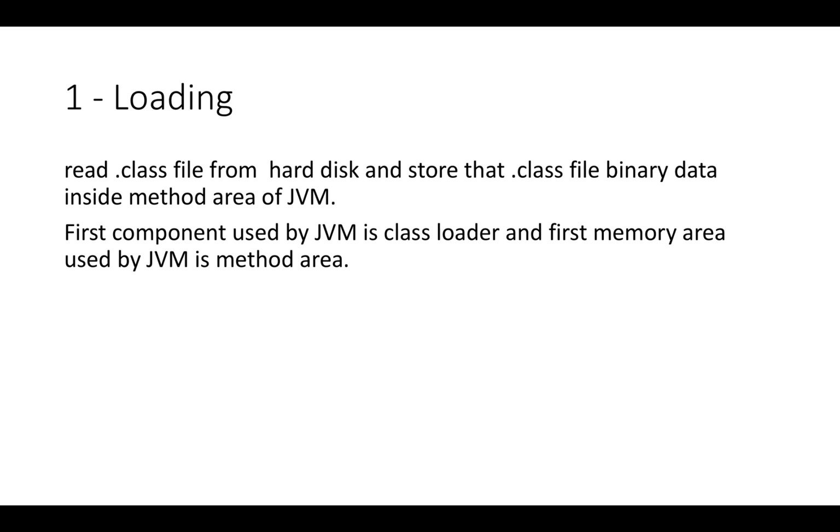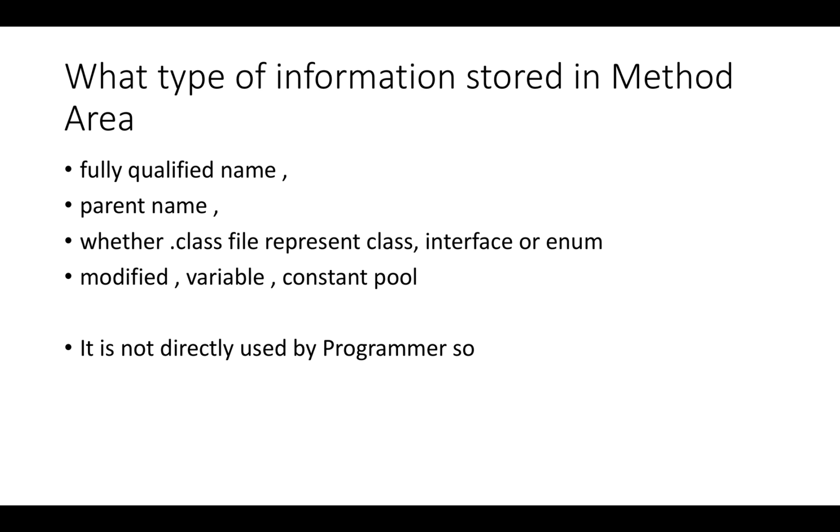In the very first activity, it will read your .class file and store it in the method area of the JVM. So you can say that the very first component used by the JVM is the class loader, and the very first memory area used by the JVM is the method area. Now you may be wondering what type of information is stored in the method area. It stores the fully qualified name, the parent name, whether the .class file represents a class, interface or enum, and it also stores modifiers, variables and the constant pool.